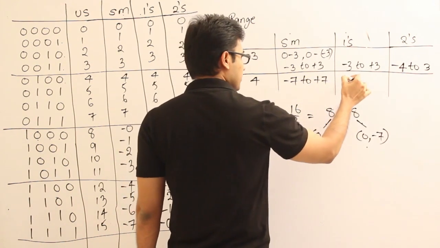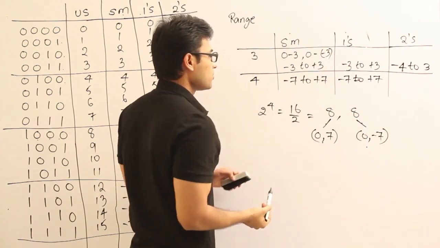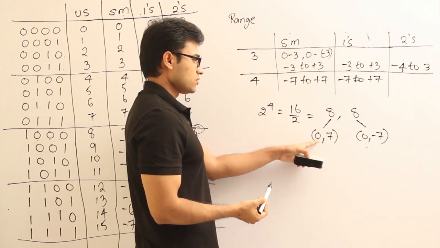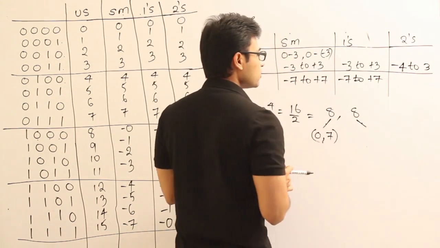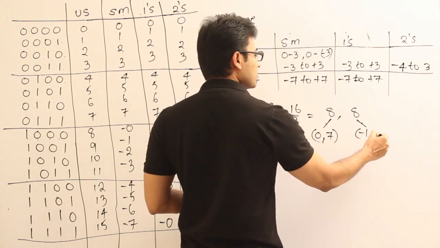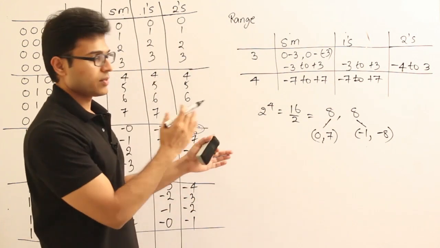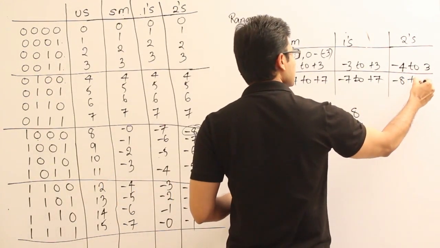And what about 1's complement? Same, minus 7 to plus 7. And what about 2's complement? See this. In positive side we have to assign one combination to 0, therefore 0 to 7. In the negative side we need not assign one combination to 0, therefore all the 8 combinations are available for negative numbers. So minus 1 to minus 8 you can go, or minus 8 to minus 1, right? Therefore here we can represent minus 8 to plus 7.